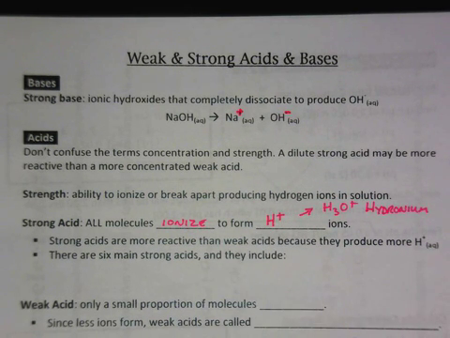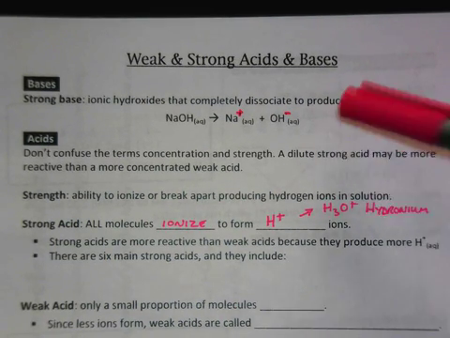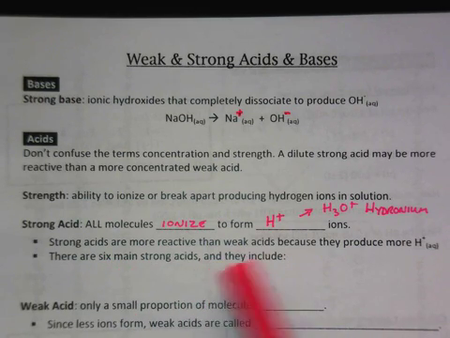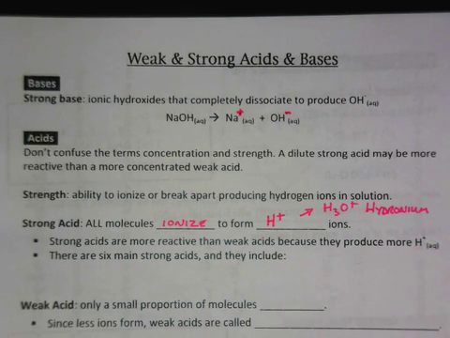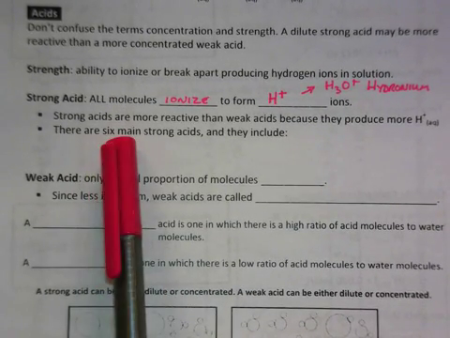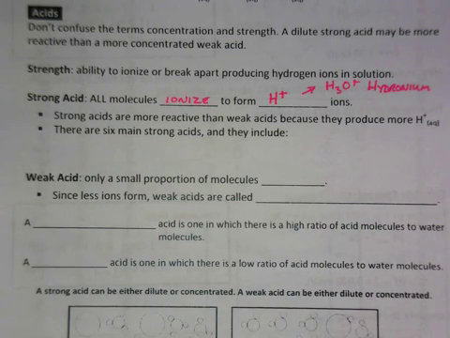I'll show you some pictures. For now, strong bases ionize completely. Strong acids ionize completely. Strong acids are more reactive than weak acids because there's more H pluses in solution to react. In general, we talk about 6 main strong acids.